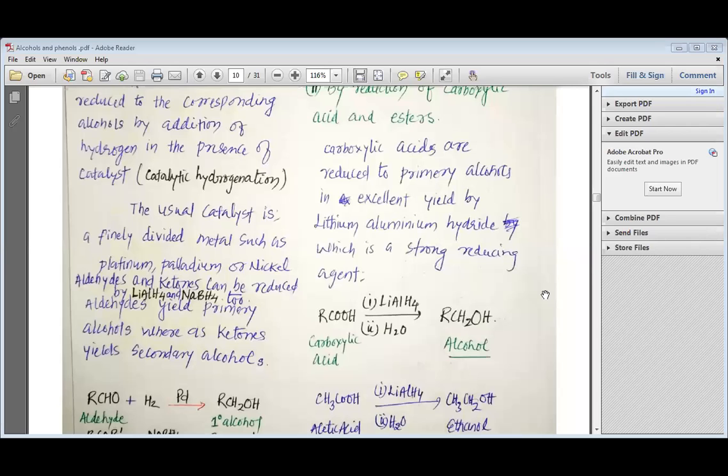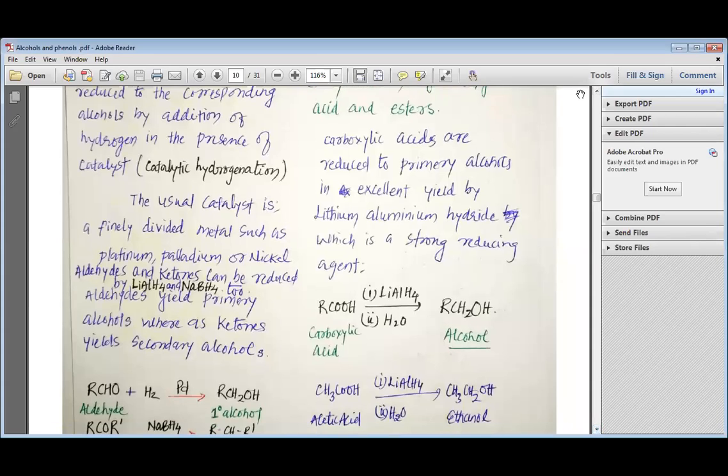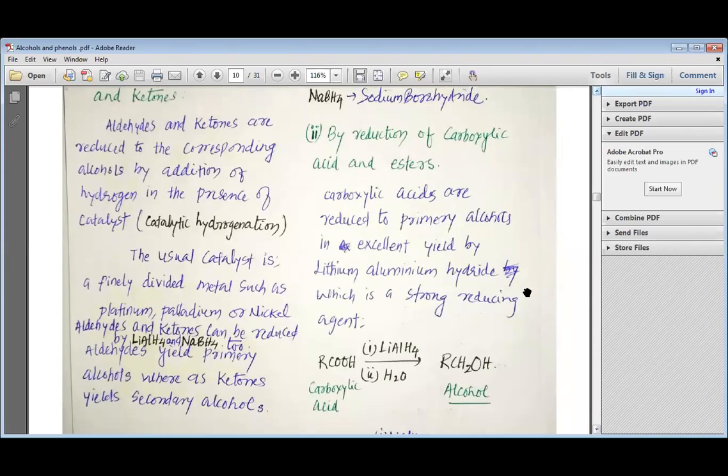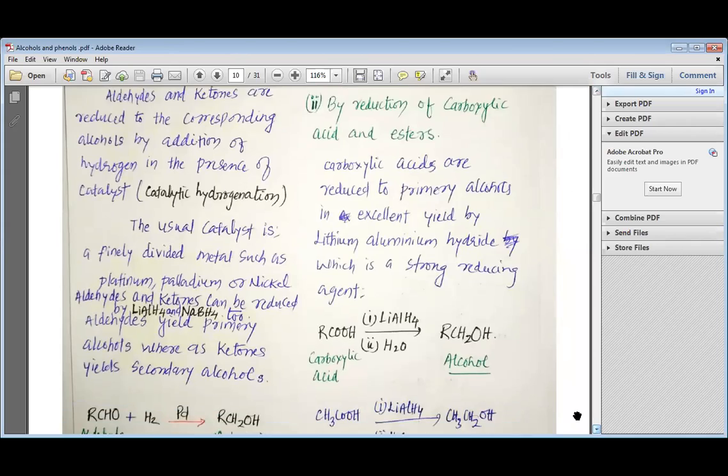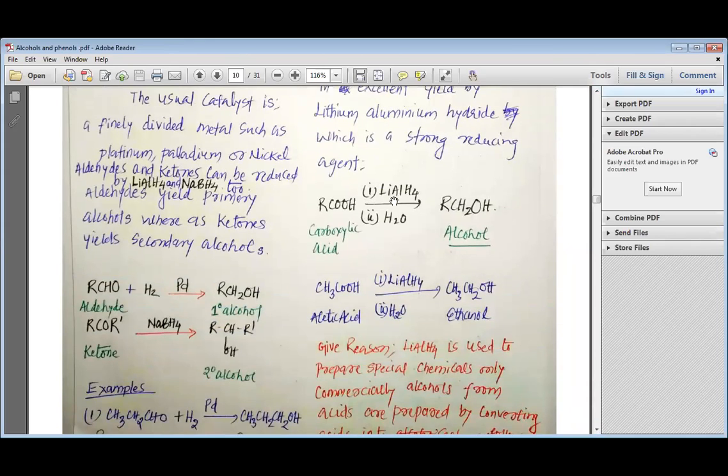Dear students, we have done the revision, and now let us come to the last point that we have studied yesterday. We have seen that we can prepare the alcohol by the reduction of the carboxylic acids and esters. Carboxylic acids are reduced to the primary alcohol in excellent yield by lithium aluminium hydride, which is a strong reducing agent. So you can see that RCOOH, LiAlH4, and in the presence of water, we can get from carboxylic acid, we can get alcohol RCH2OH.